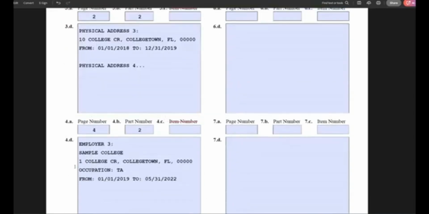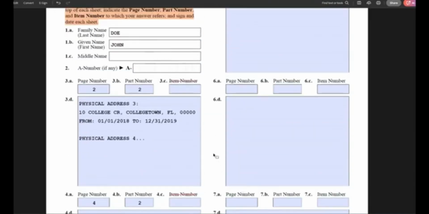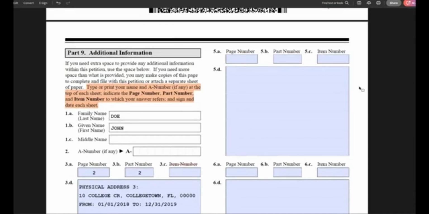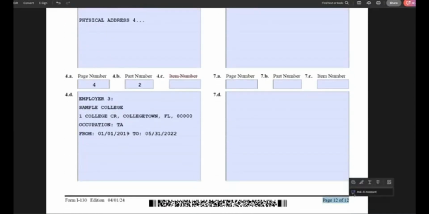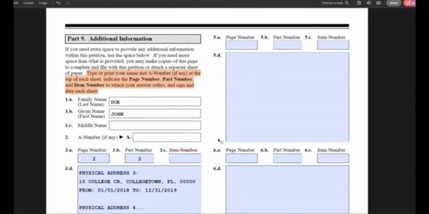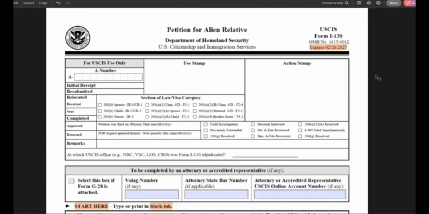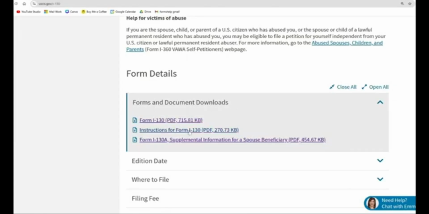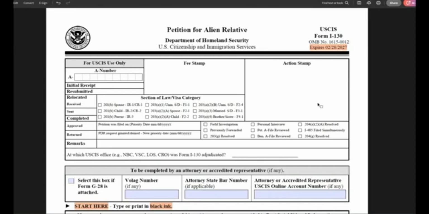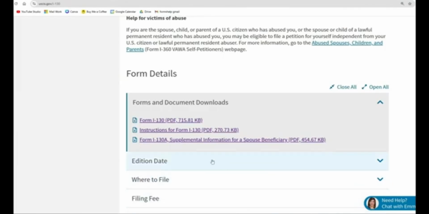If you did not need this page to fill in any additional information, you should still attach it to your form. Every single page of the application must be included, even if you leave it blank. And you should still write your name on this page, even if you're not planning to utilize it. If you are wondering what kind of evidence needs to be provided with this form, I recommend that you check out the form instructions for this form, which can also be accessed right here where you downloaded the form initially. If you are filling out this application for your spouse, don't forget to also fill out the form I-130A, the supplemental information about your spouse beneficiary.